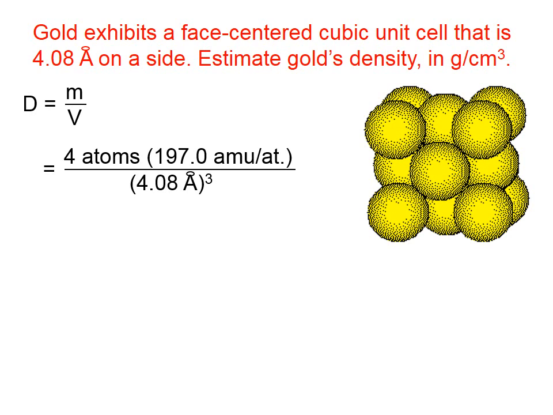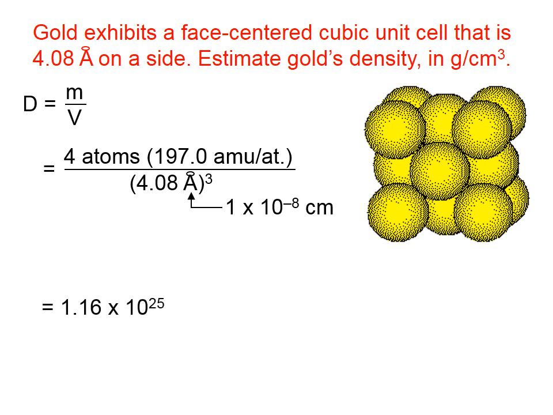Let's convert into cubic centimeters first. We're supposed to know that an angstrom is 1 times 10 to the negative 10th meters, or 1 times 10 to the negative 8th centimeters. If we put times 10 to the negative 8th right there, where that angstroms is, we can take 4.08 times 10 to the negative 8th, and we can cube that number, and that's the denominator. Multiply 4 into that equation, multiply 197 in there, and we get a number that looks like that.